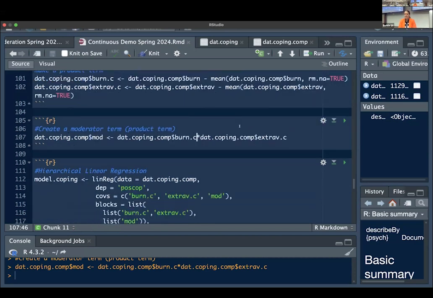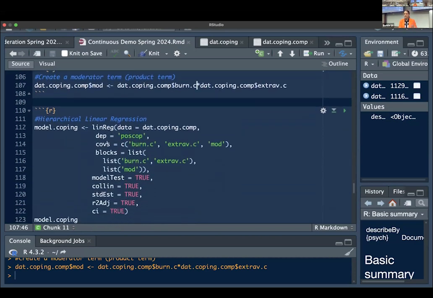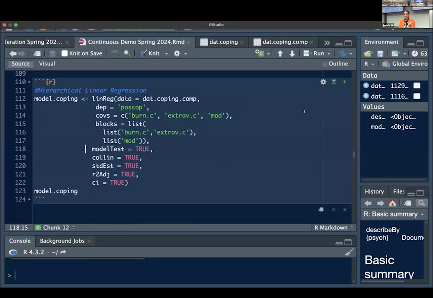Main effects, right? So here we have the same exact code we've used for multiple regression, lin-reg. Dependent variable is pos cope. We're going to use burnout, extroversion and our moderator term. First model has burnout and extroversion in it. That's our main effects model. Second model is going to add moderation on top of that. I'm going to test those models together, and that's it. Let's run it.